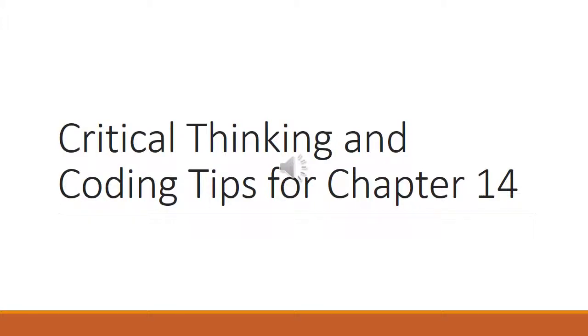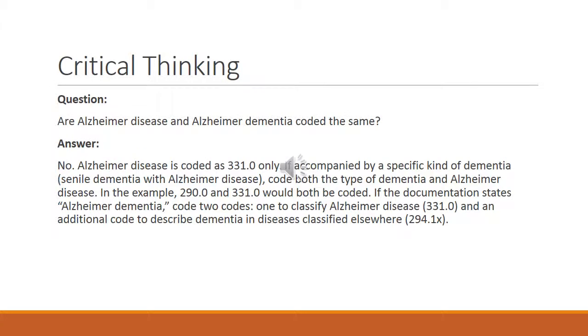Critical thinking and coding tips for Chapter 14. Okay, our first critical thinking question for this chapter. Are Alzheimer's disease and Alzheimer's dementia coded the same? And our answer to this question is no.